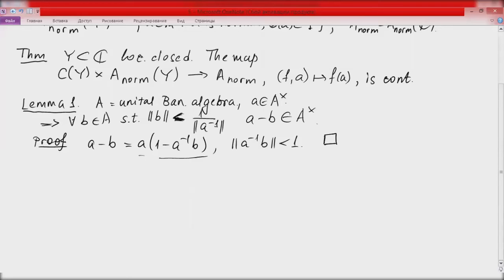And one more lemma, lemma 2. In some sense, this lemma will show that the spectrum is semi-continuous. Semi-continuity of the spectrum.